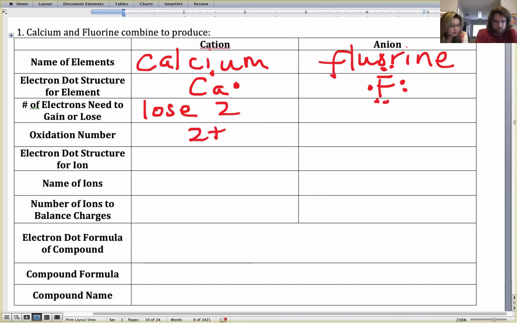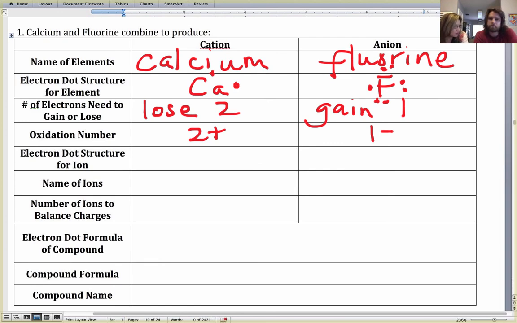Fluorine can either gain 1 or lose 7. Gaining 1 sounds way easier. So that's what I'm going to say. Is that right? Yep, gain 1. Okay, if it gains 1 negative, it is now a -1 oxidation number. Perfect.